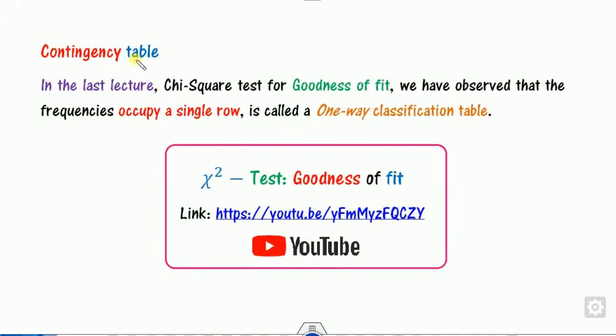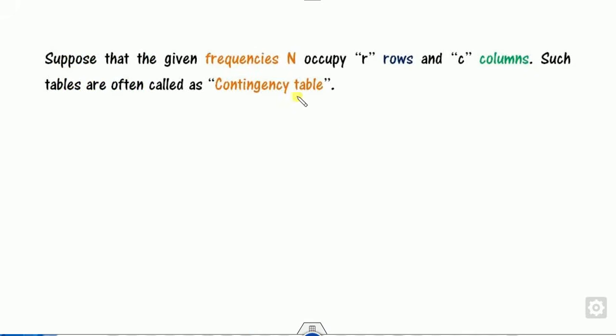In our last lecture on goodness of fit, we saw that frequencies are given to you occupying only a single row, which is also called a one-way classification. But in this lecture, we will arrange the frequencies into rows and columns, and such a table is called a contingency table.